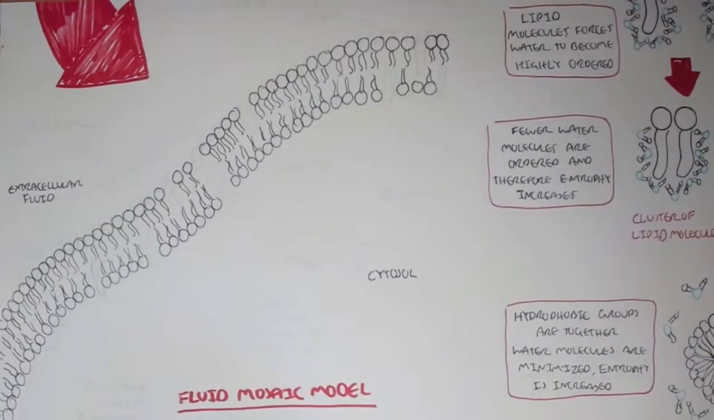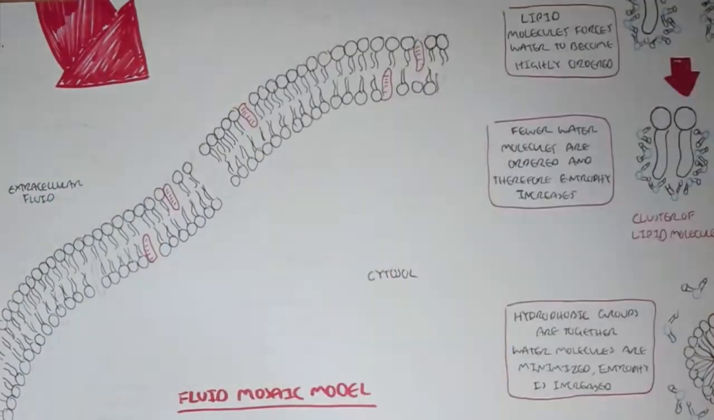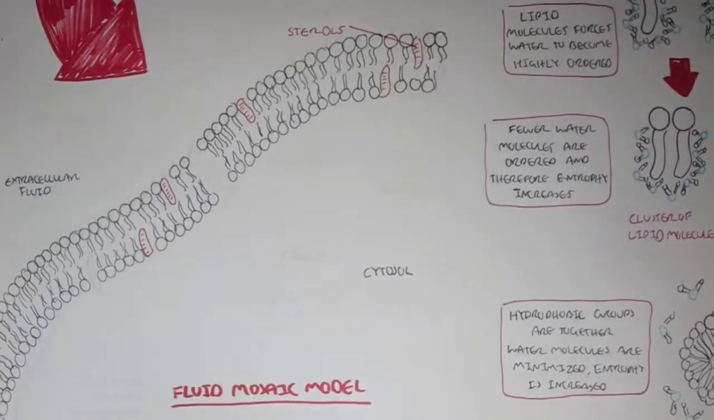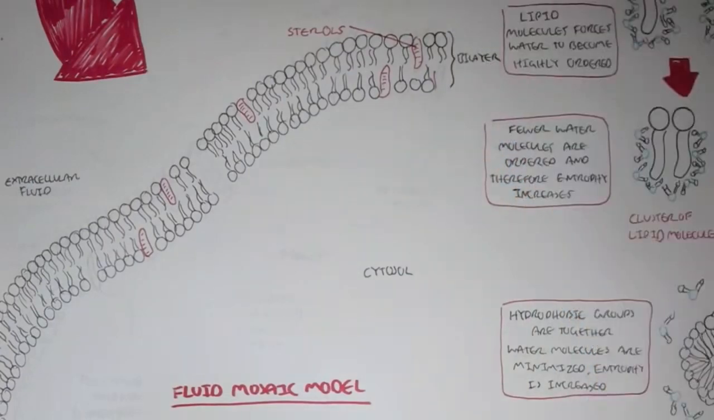Here's the cytosol and extracellular fluid. Now the first important structure I'd like to talk about are these red things, which are sterols. And it's important for the membrane, such as cholesterol. And we'll look at why this is important later on. Of course, this is a bilayer, as mentioned.